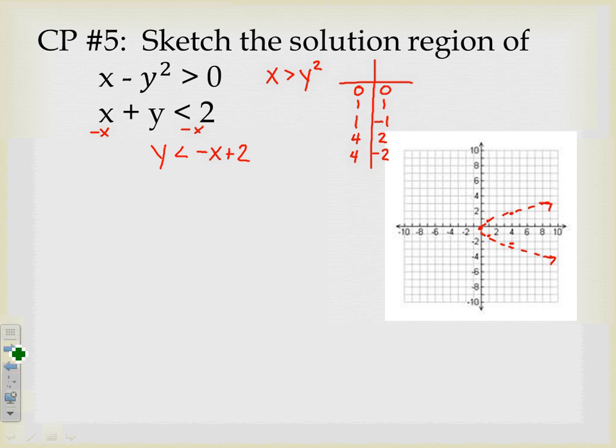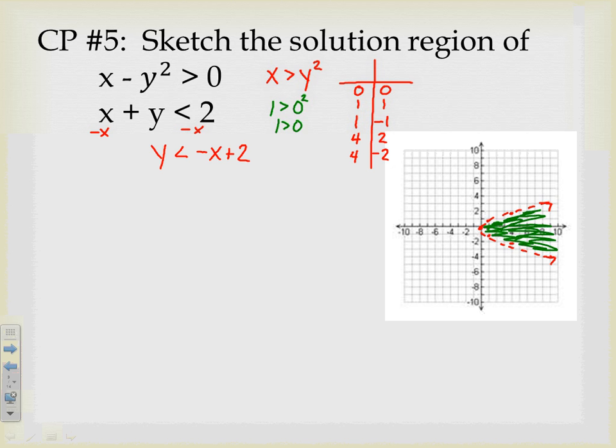So the point (1, 0) is pretty simple to work with. It's right here. I'm going to go with that one. I'm going to put 1 in for x and 0 in for y. So is 1 greater than 0? Yes, it is. So my solution for my parabola is inside my curve.